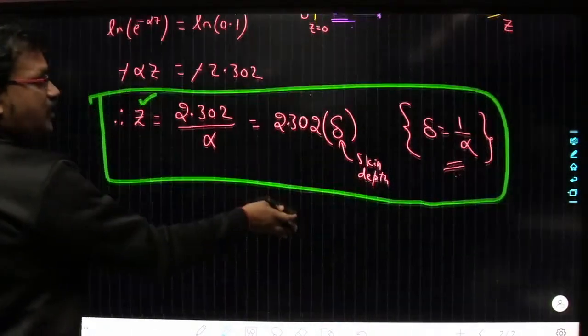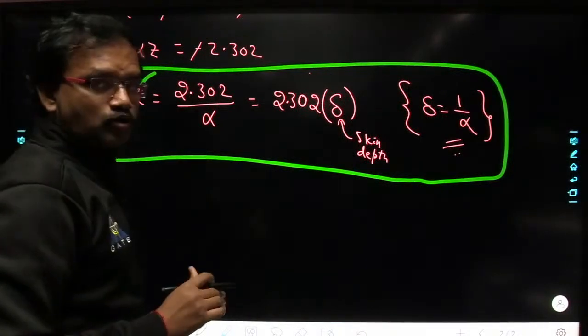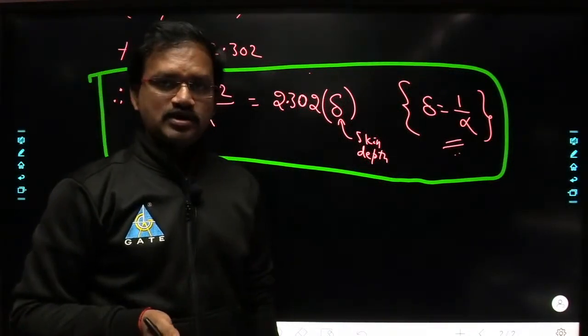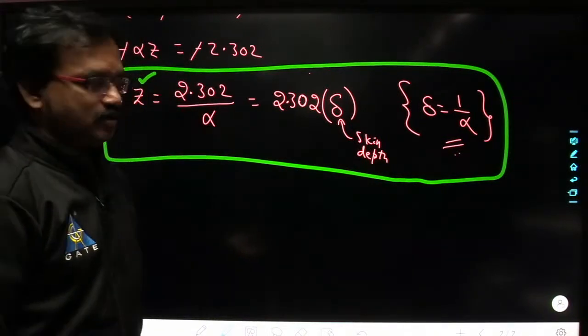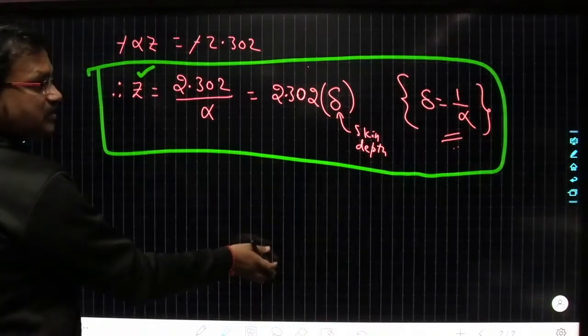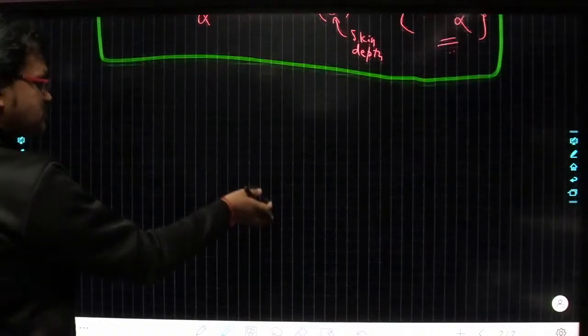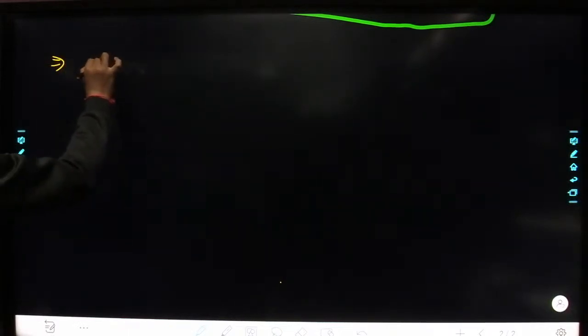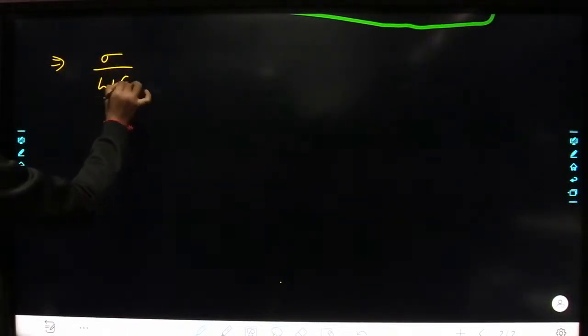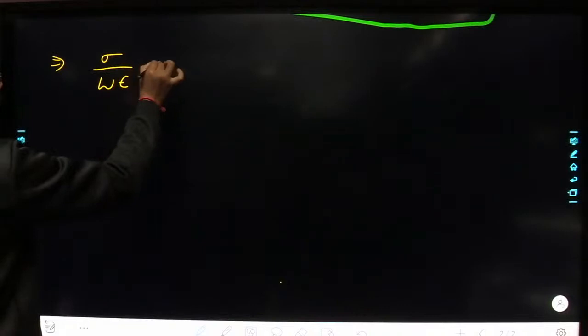See here, in order to determine the skin depth, we have to determine the nature of the medium, yes or no? For different mediums, the skin depth is going to be different, right? So first of all, you have to determine the nature of the medium. So what is the nature of the medium here? Tell me. In order to determine the nature of the medium, you have to determine the sigma by omega epsilon ratio.